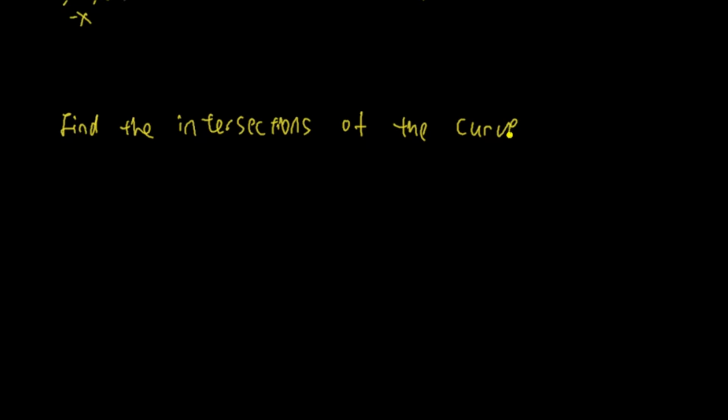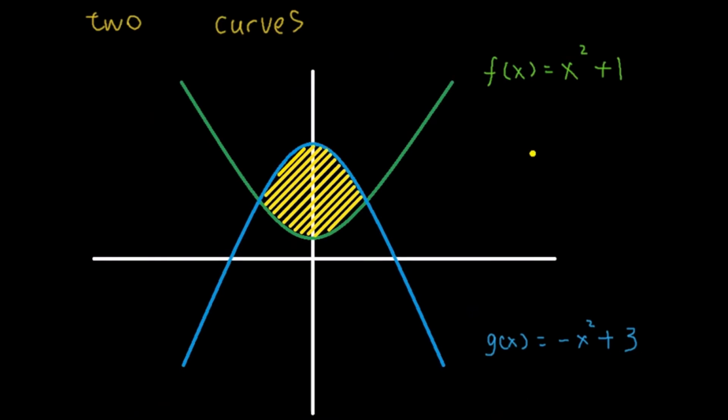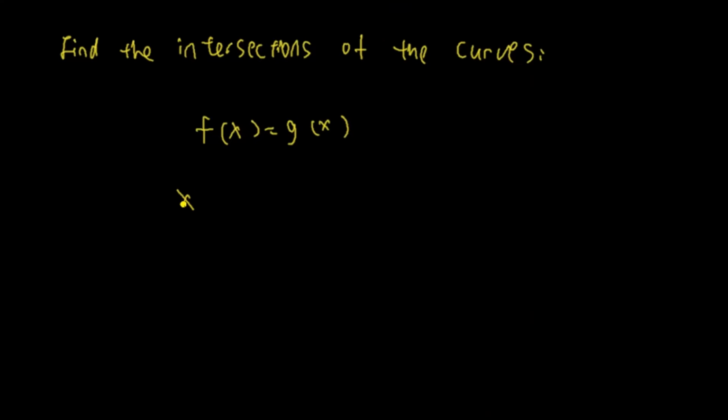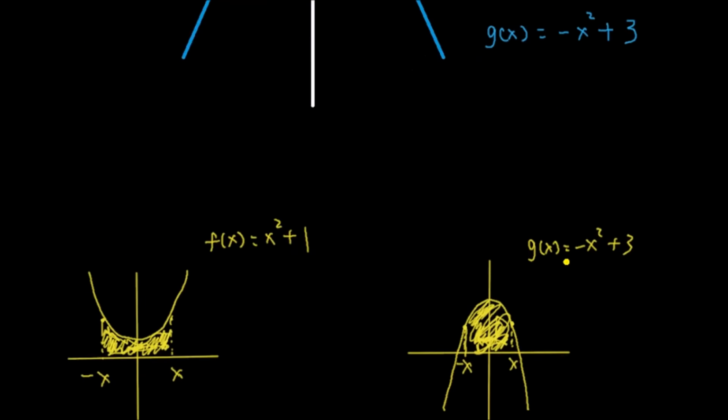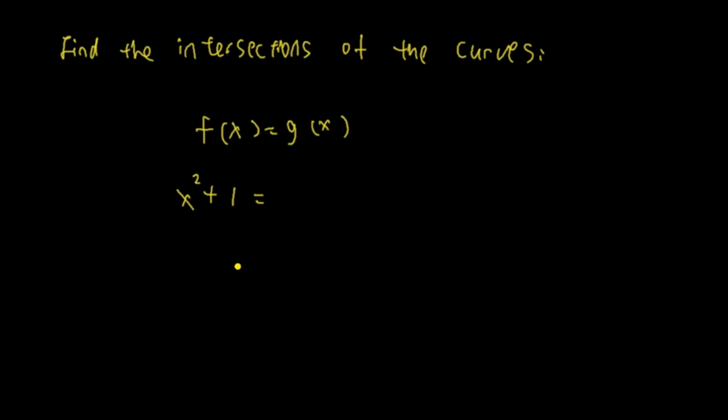So, find the intersections of the curves. I will have to let f at x equal g at x. And what is f at x? x squared plus 1. So x squared plus 1 is equal to what's g at x? Negative x squared plus 3. So just move things around. Move the negative x squared to this side. I will have x squared plus 1 still here, and moving the 3 to this side will be minus 3. On the other side will be 0 because I have moved everything to the left side.